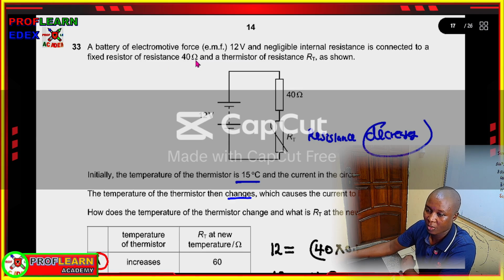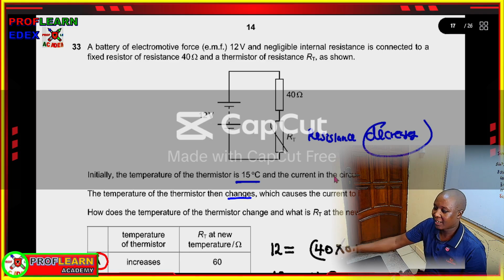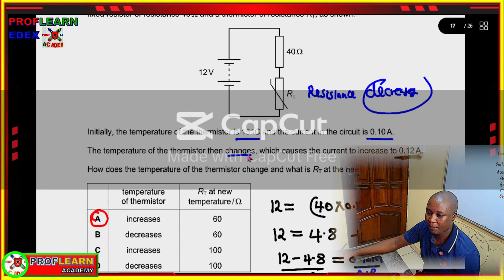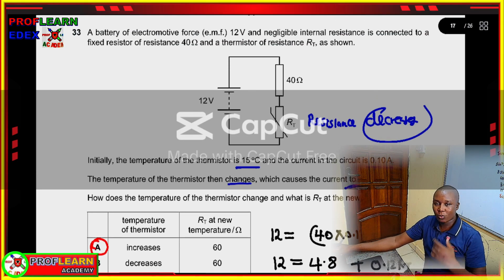Of 40 ohms. The thermistor RT is as shown there. Initially, the temperature of the thermistor is 15 degrees Celsius, and the current in the circuit is 0.1 ampere. The temperature of the thermistor changes, which causes the current to increase. What will cause current to increase is a decrease in resistance. So if resistance decreases, current will increase. And what will cause the resistance of a thermistor to decrease is the increase in temperature.